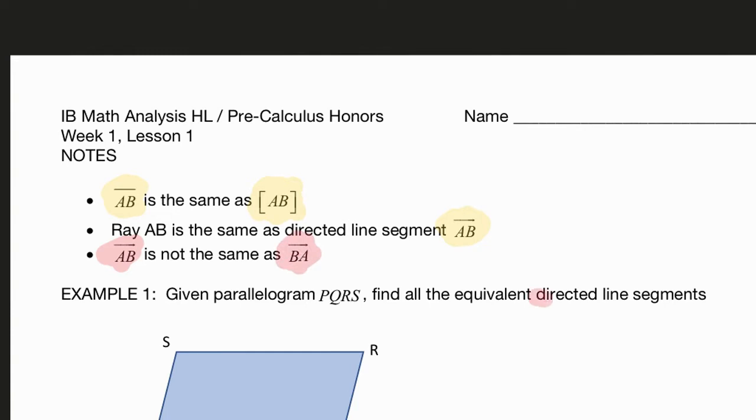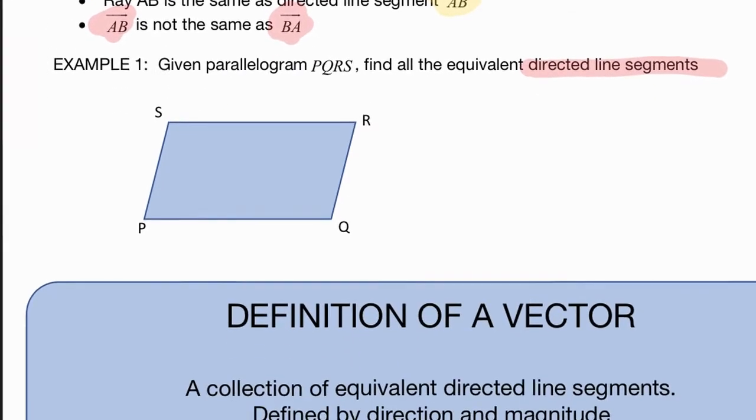In fact, if you look at this first example we're going to do, that's what we're going to call it, directed line segments. So if you have this parallelogram, they want you, or actually I would like you, to find all the equivalent directed line segments. So let's just pick a line segment. I'm going to pick PS. PS as a directed line segment is completely congruent to this line segment, QR.